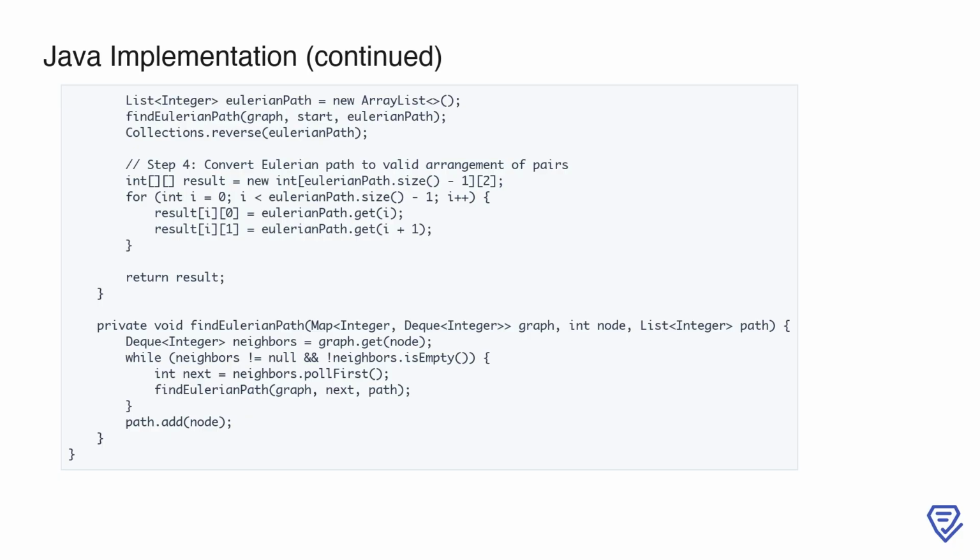Once the Eulerian path is constructed, we convert it into the required format. Each edge in the path becomes a pair in the result array, where the first element is the starting node of the edge, and the second element is the ending node. Finally, the result array is returned, providing a valid arrangement of the input pairs.